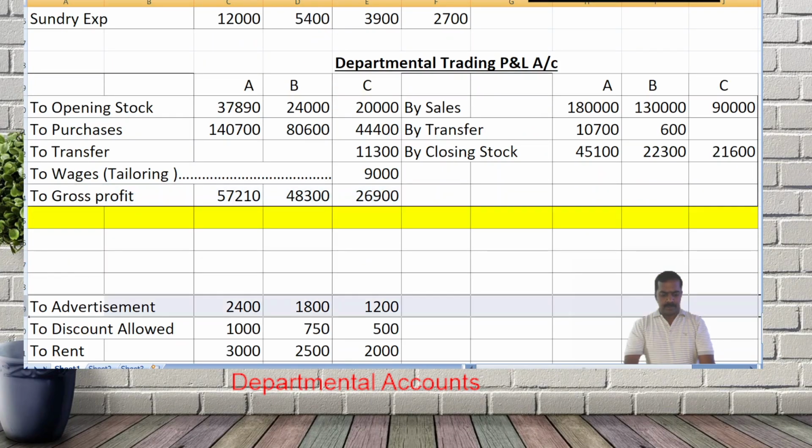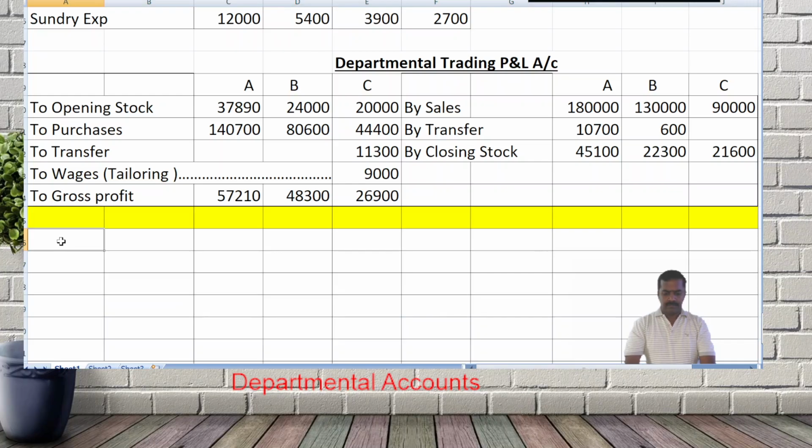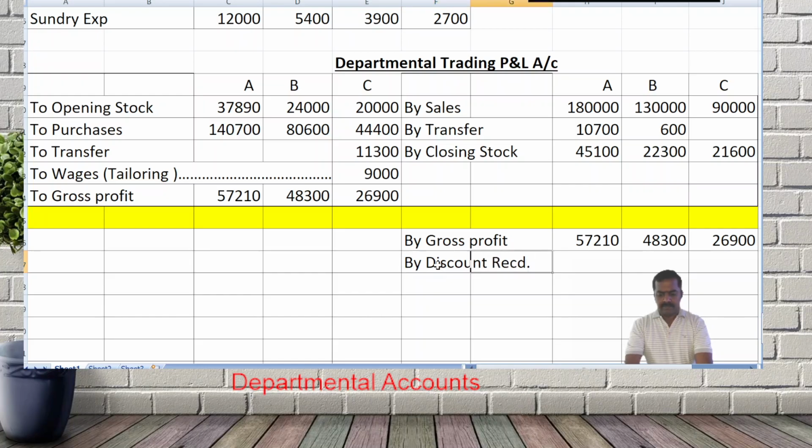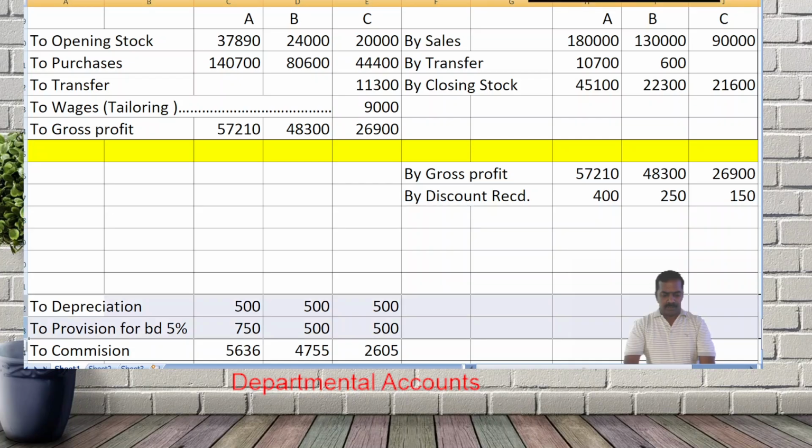Tally this, you get the gross profit. By gross profit, this amount and this amount. By discount received. Discount received, actual amounts are given. Last adjustment: 400, 250 and what? 150, actual amounts are known to us.